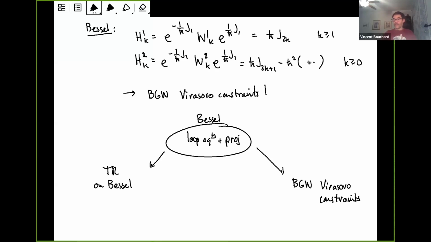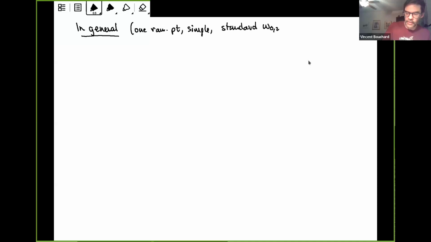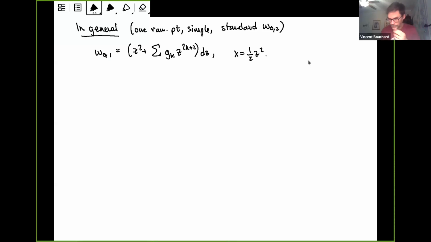Okay, and then you can just do the general case. And in general, it's actually not too hard. So before doing fully general, let me just connect with some of the examples we saw before. So suppose we're still imposing one ramification point, simple, and we're not changing omega_0,2. So this was the case that was a generating series for kappa classes. So intersection numbers of psi and kappa classes, right? So I had that omega_0,1 was equal to z squared plus the sum of g_k z^(2k) plus 2 dz, and omega_0,2 was the standard one, and x was 1/2 z squared.